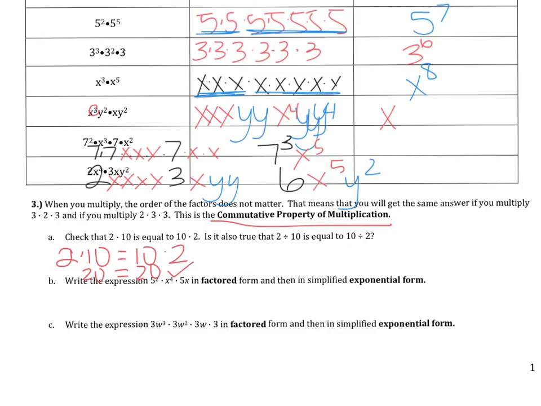They're equal. Is it also true that 2 divided by 10 is equal to 10 divided by 2? Well, this is going to not be true, because 10 divided by 2 is going to equal 5, and 2 divided by 10 is going to equal 1/5. So these are not equal.